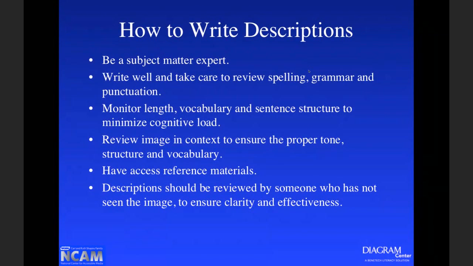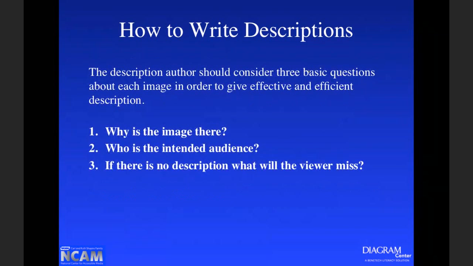Now I'm going to boil this down to three simple questions. Whenever you're sitting down to write a description, there are really three questions to ask yourself in order to ensure that you're thinking of everything in context. Okay, so why is the image there? These images almost never exist just on their own. They're usually housed in and among other text. If it's in a textbook or an assessment, there's a certain context that that image is being presented in. So why is that particular image there?